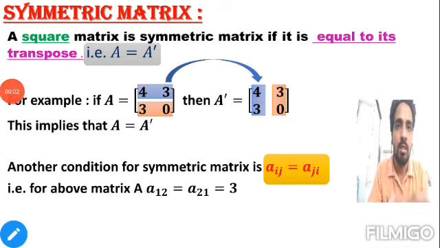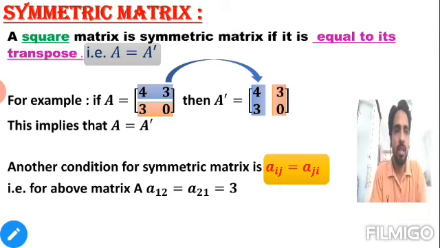Now our next concept is the symmetric matrix, which is based on the concept of transpose only. For a symmetric matrix, the first condition is that it should be a square matrix. A square matrix is symmetric if it is equal to its transpose. Means if I write the transpose, then also the matrix will remain the same as it is. On changing the position of rows and columns, it will look the same.